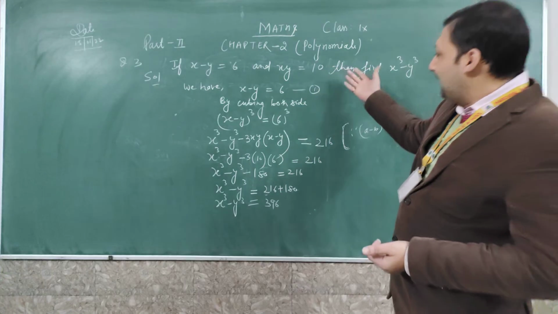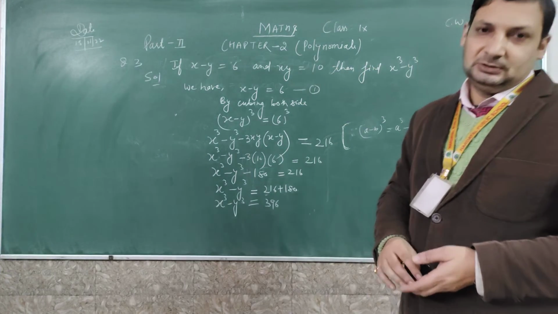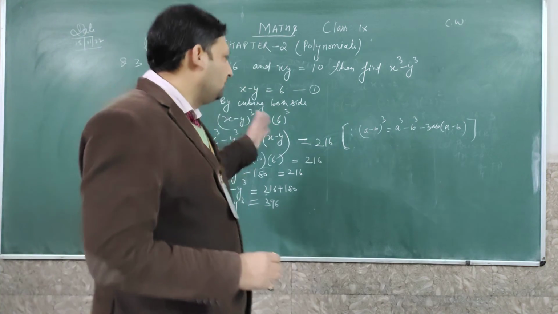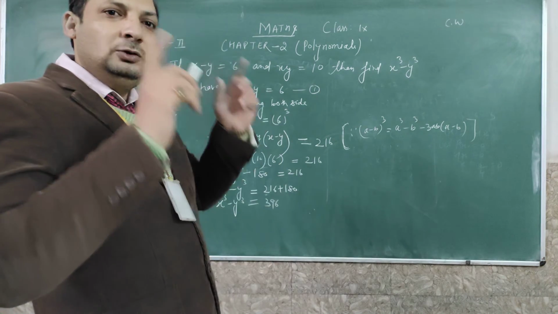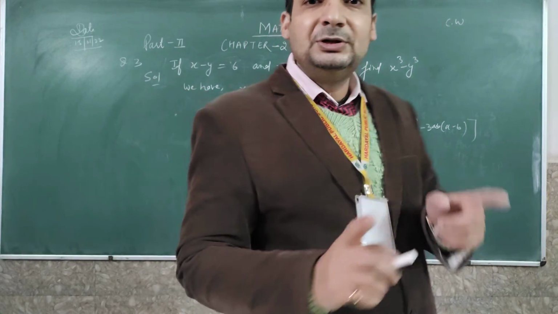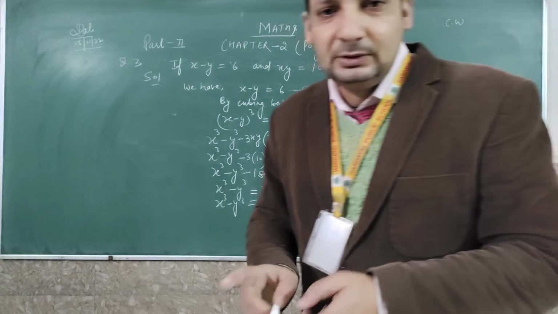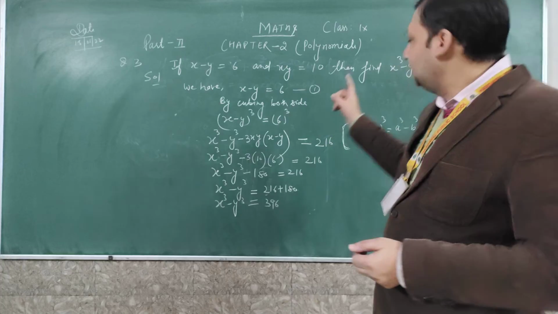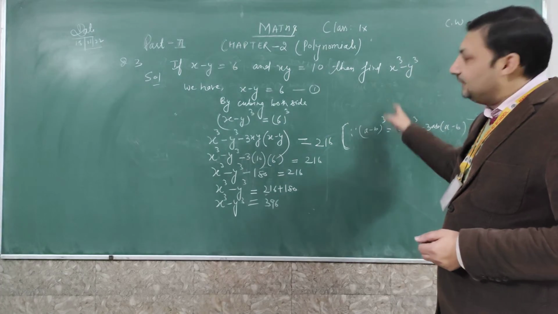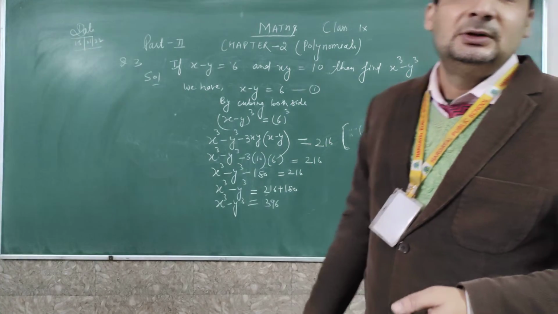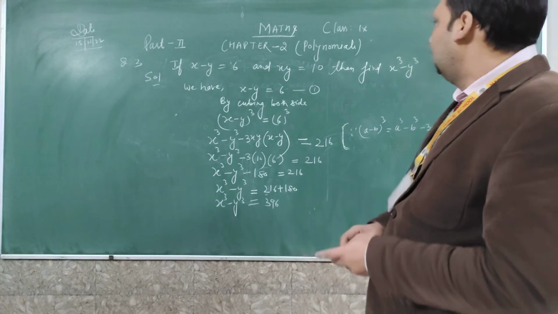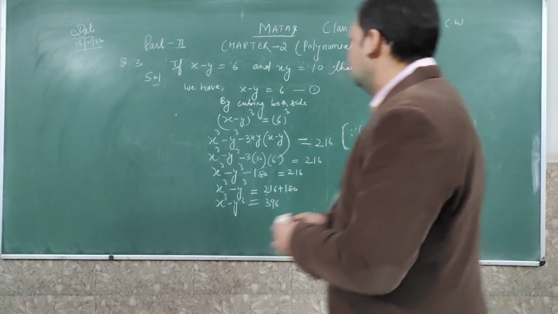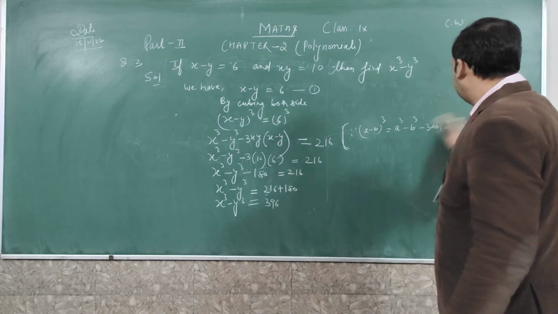So dear student, it is a method to solve typical questions. These questions are not in your NCERT, but they are very important for competitions. You can only solve questions in competitions when your mind clicks, when you think something differently. This question is based on the formula a minus b whole cube. That's why we solved this question by this formula only. Now we will take one more question. We have time to solve one more question.